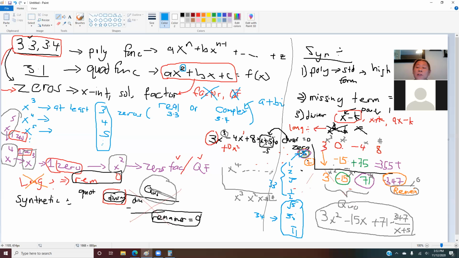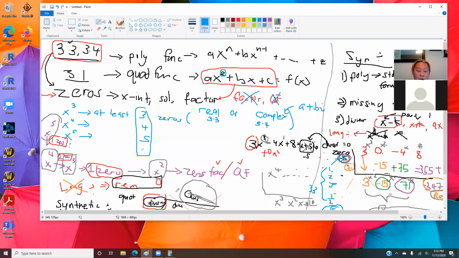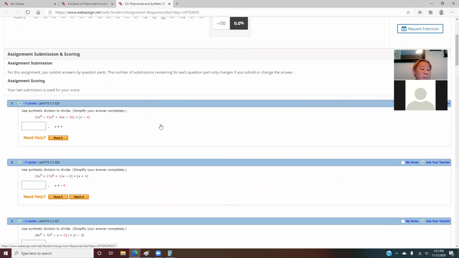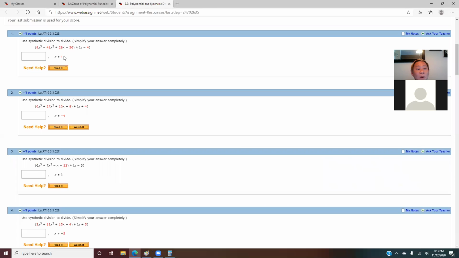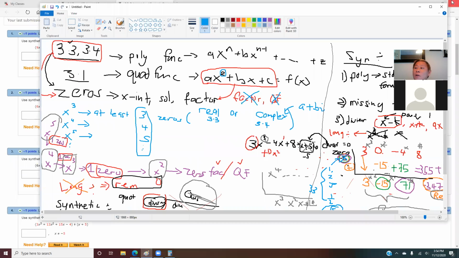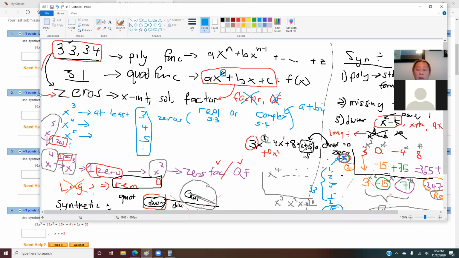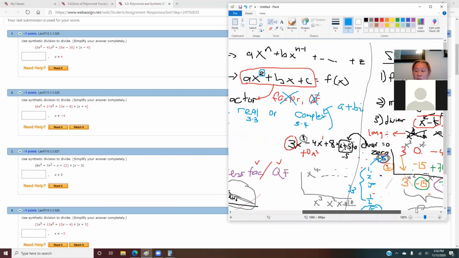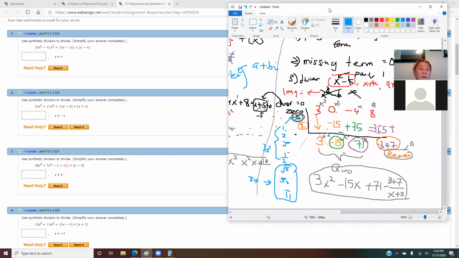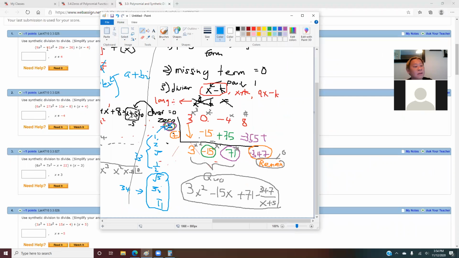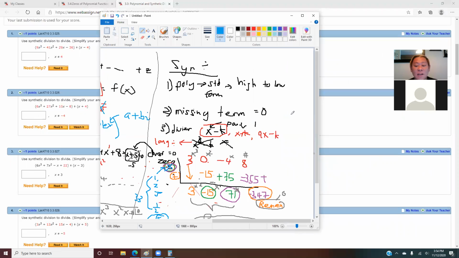So with this, I want you to try to do a synthetic division on your homework. When you look at your 3.3 homework, they want you to use synthetic division to divide, like number 1. So Karishma, go ahead and try question number 1, and I will try my best to show. There you go. So try to use synthetic division to do this. Make sure you understand the requirement.